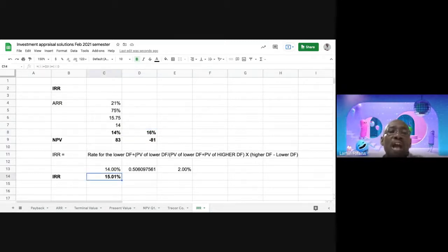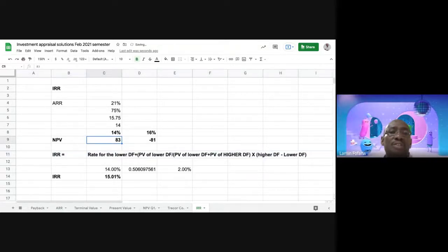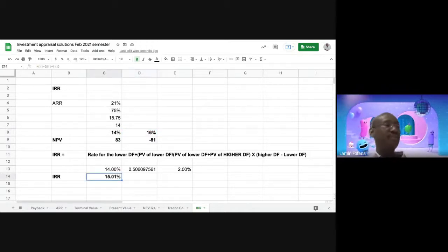Okay, so you have 16. Once you calculate your NPV the same way with the same numbers, you'll have a negative of 81, and then you use this function to plug in the PVs of the lower and the upper, and then their rates. You'll have your IRR of 15%. Is this understood, class?